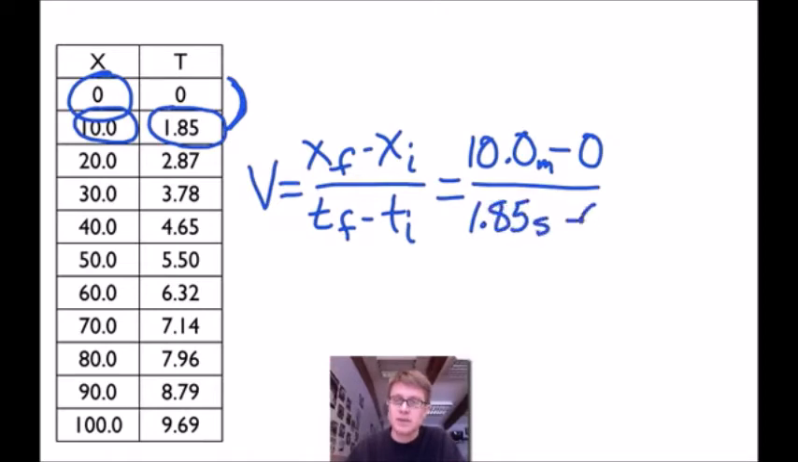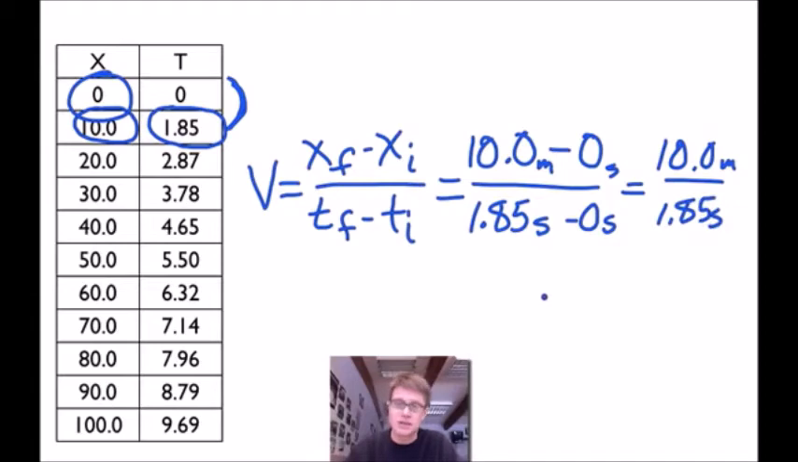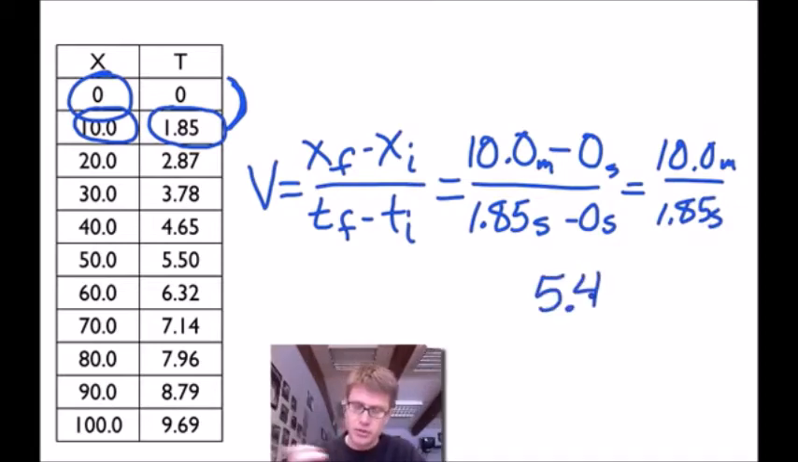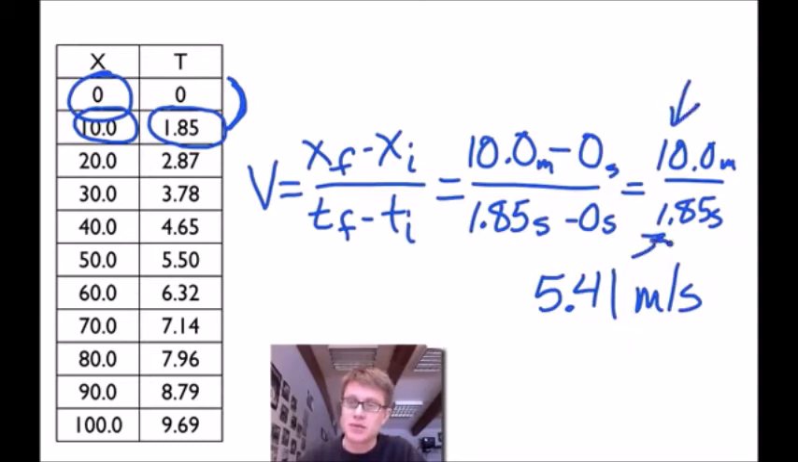So what I get here is 100 meters over 1.8, so when I work this out, I have 5.41. Why does this have three significant figures? So how fast is that?